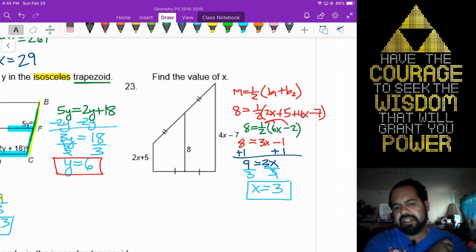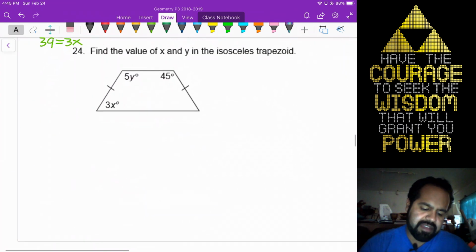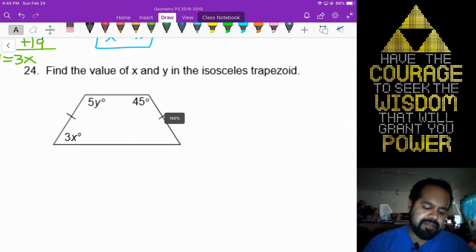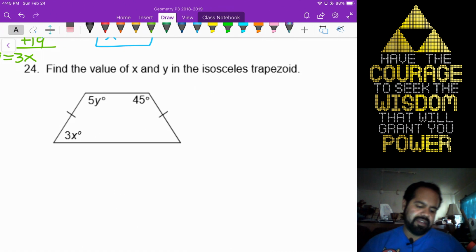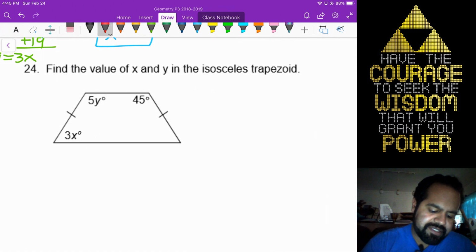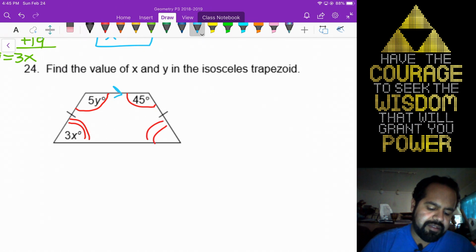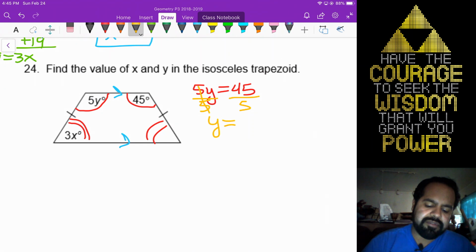Last, but most certainly not least, we've got number 24. Find the value of x and y in the isosceles trapezoid. So again, since it's isosceles, I know that these top two angles are congruent. These bottom angles are congruent, but I don't have enough information for that part. And that's okay. So let's solve for y first. So we're going to divide out the 5s. So we'll have y equals 9.